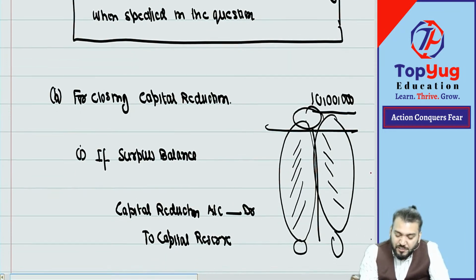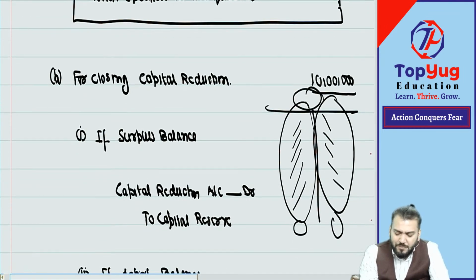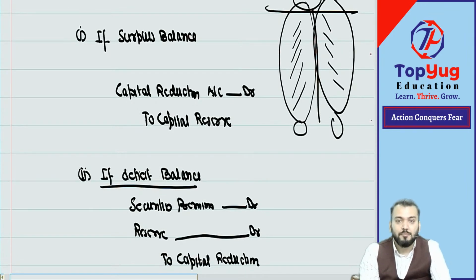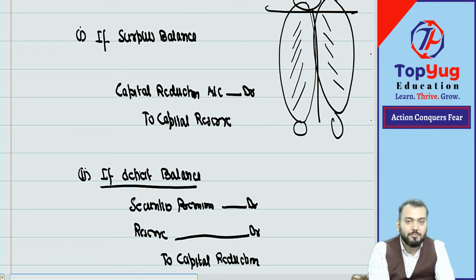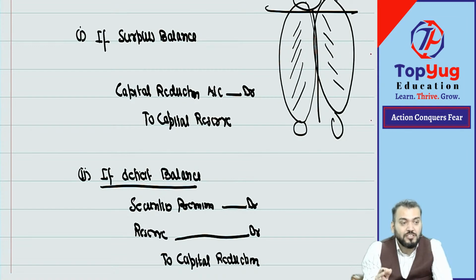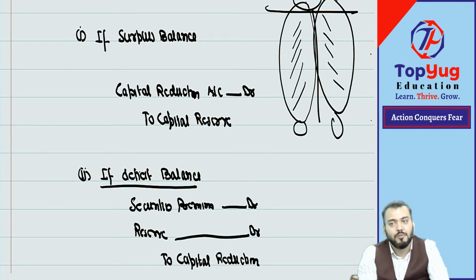But if it is a deficit balance, I said practically a deficit balance will not arise. But suppose in an examination question there is a debit balance of capital reduction account, meaning there is some deficiency. That deficiency will be taken from which account? Reserves and surplus. It can be securities premium or any other reserve available, which can be used to write off such a debit balance. Understood? Correct.